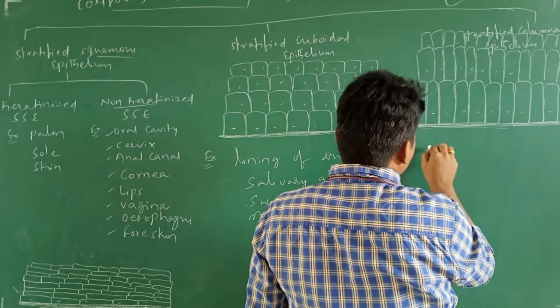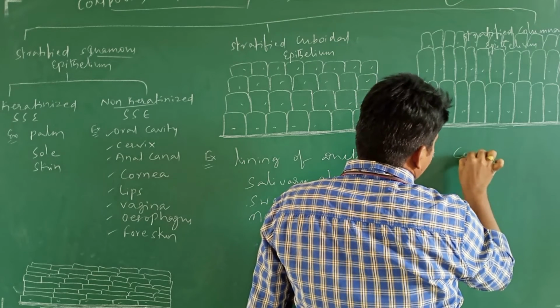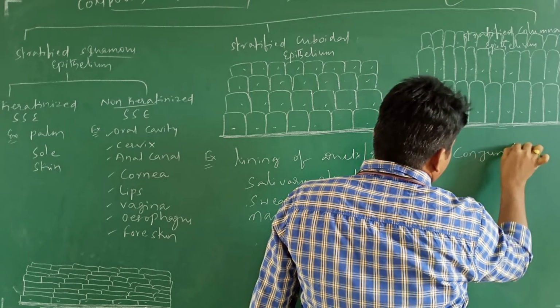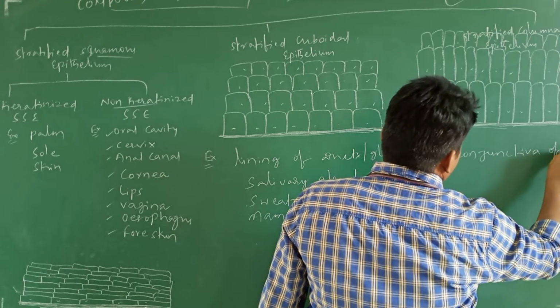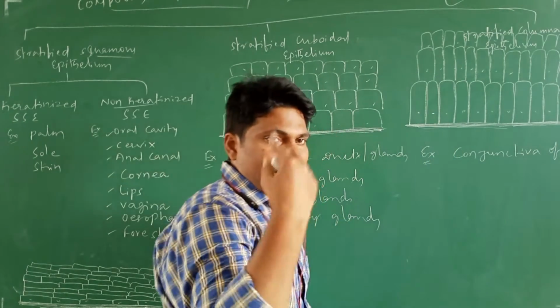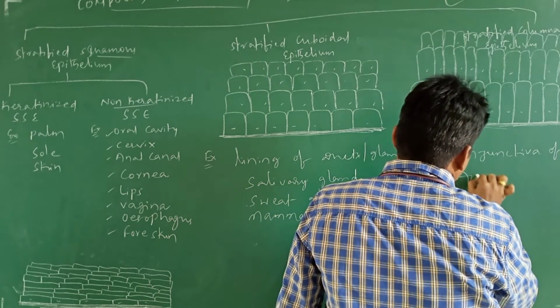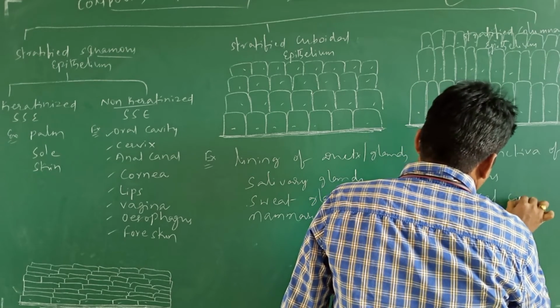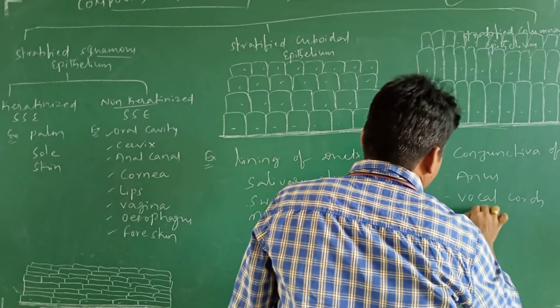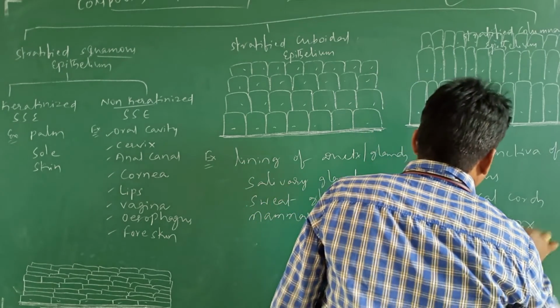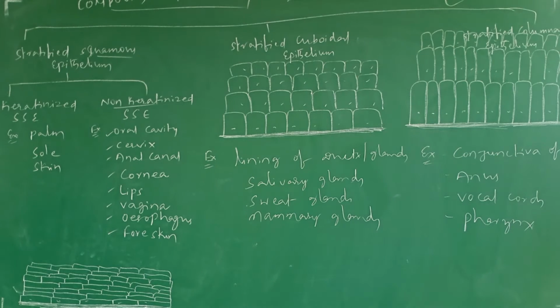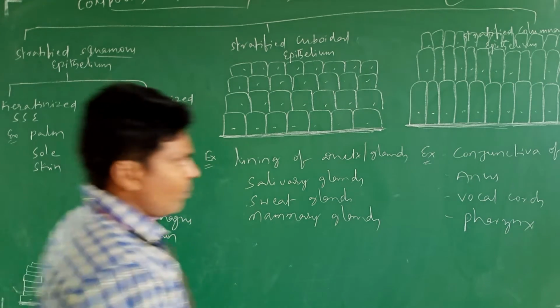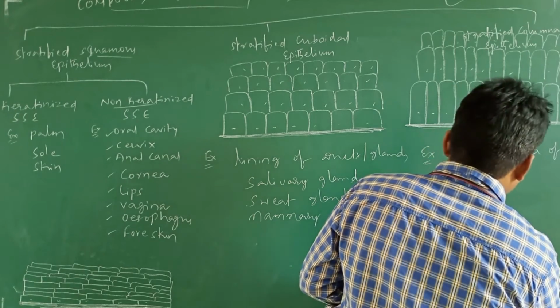Where is the stratified columnar epithelium located? The conjunctiva of the eye. Next, the anus. Next, vocal cords. Next, the pharynx region. Okay, so this is about simple stratified columnar epithelium. Of course, vocal cords may not come; just remember this is the pharynx region.